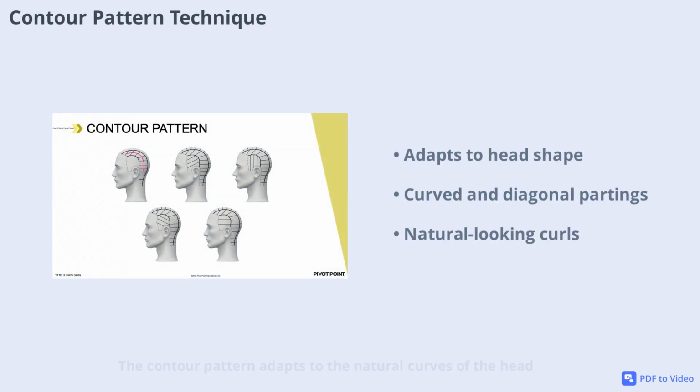The contour pattern adapts to the natural curves of the head, using a central rectangle and 2 side sections. Curved sections are placed adjacent to the center, and the remaining side sections can be wrapped with diagonal, vertical, or horizontal partings. This technique allows for a more natural-looking curl and is ideal for clients seeking a softer, more blended result.